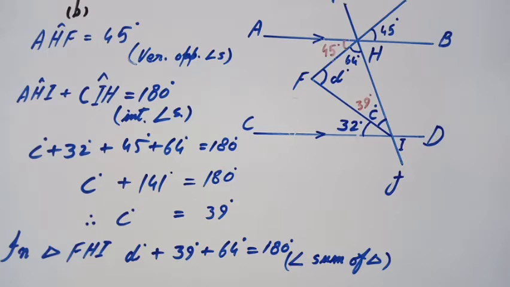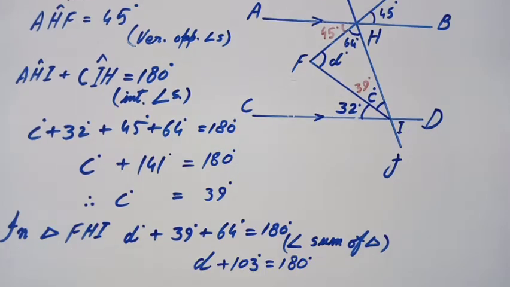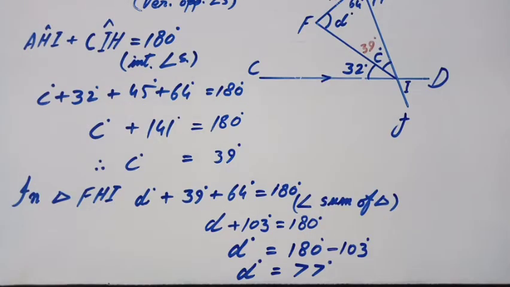Now solve it just like an equation to find out the unknown angle D. Now subtracting 103 from both the sides, or shifting this 103 to the right side with change in its sign. This way D equal to 77 degree. Hence D is equal to 77 degree.